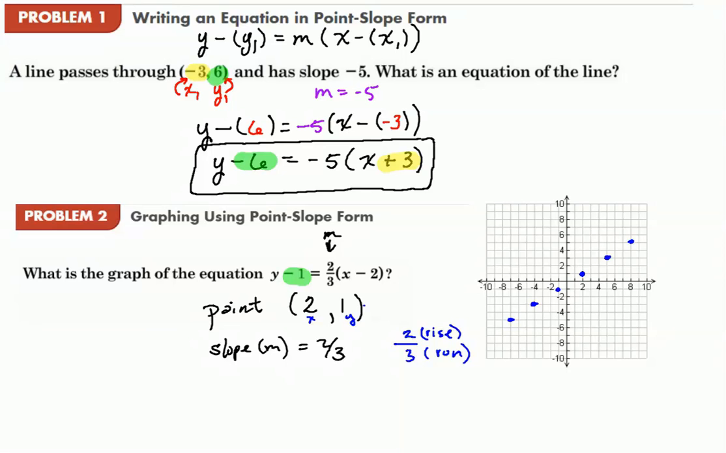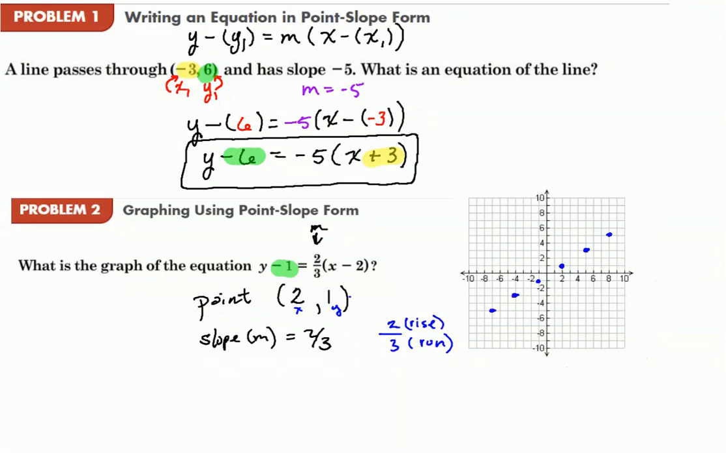We can go ahead and draw that line. And so what we get here is, well, let's just connect this. And here's our line passing through these points. Let's stretch it out a little bit more, and there's a line. So there's a way of graphing a point slope form. Okay. All right. Let's go on to the next problem.